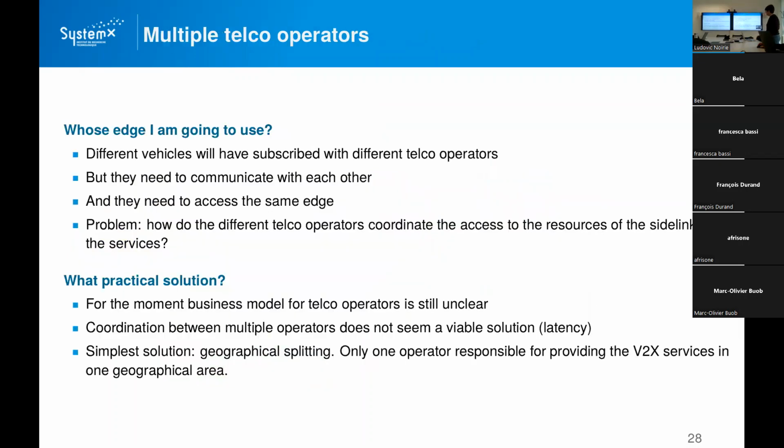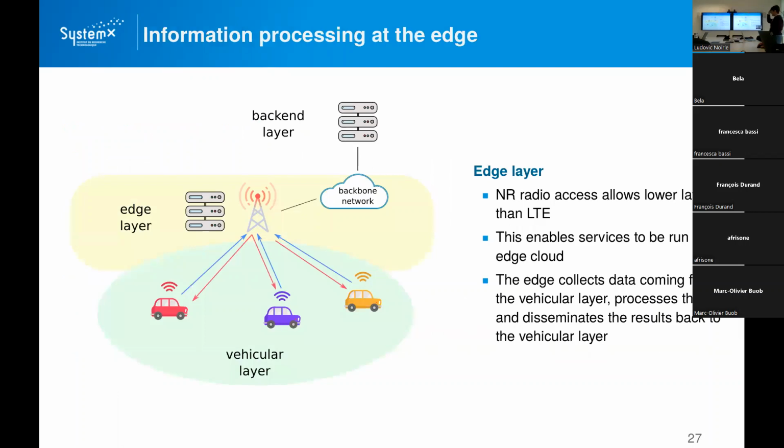But the problem that this architecture has is that usually you communicate with your telco operator, which might not be the same as your neighbor's. But these services are geographically dependent, so you need to cooperate with your neighbors. So who is going to provide you the service? Your telco operator, another one? Can the two telco operators talk to each other? Who is going to have the edge?